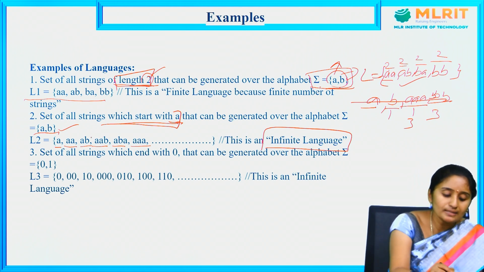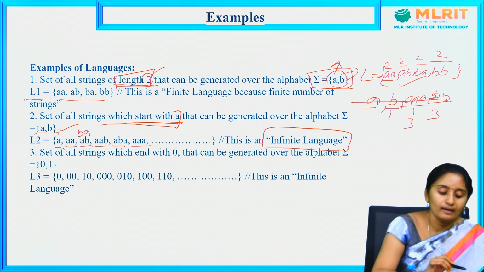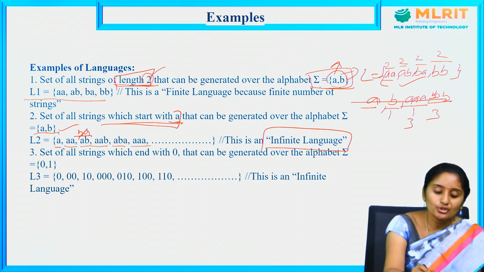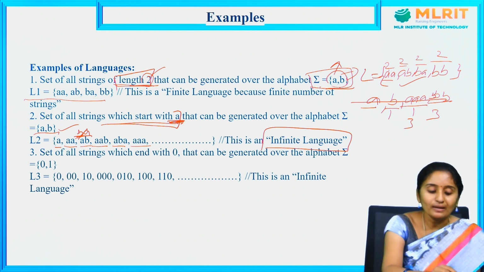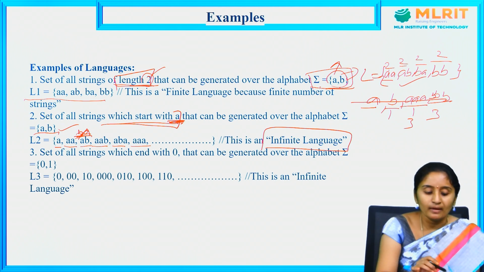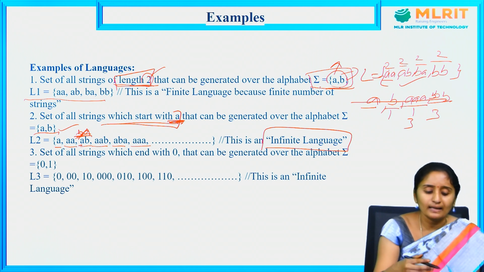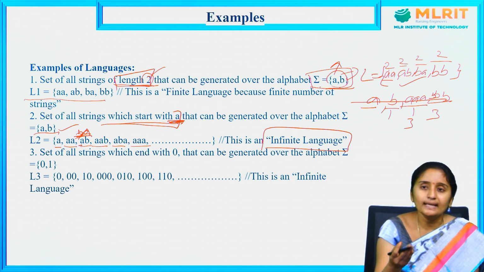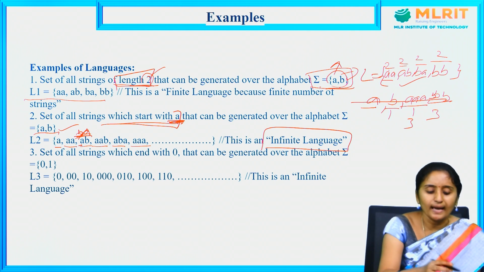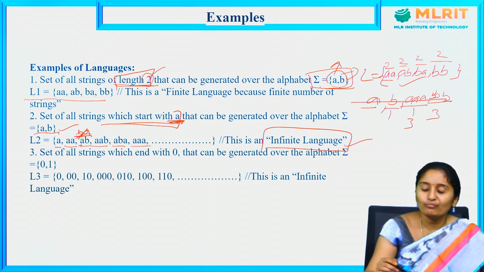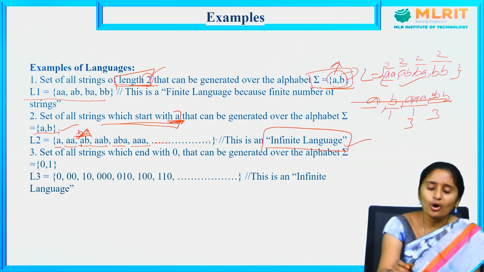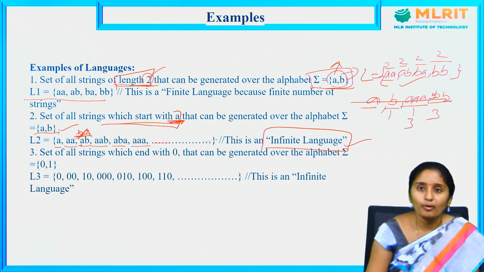If I have a string like BA instead of AB, this is not valid. Why? Because it should start with A, but here it starts with B. So I cannot write a string starting with B. The starting letter is A, and after that I can have a second letter, a third letter, anything. It can be a combination of A and B. That's why it is an infinite language. I can write so on, there is no end point here.